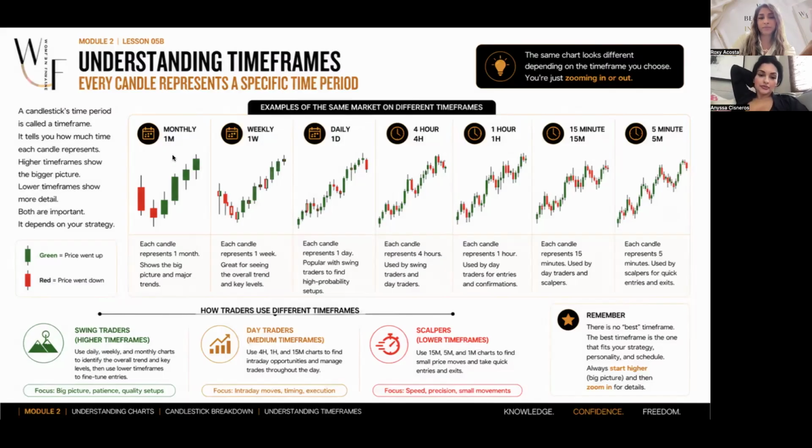The fuller the body, whether it's green or red, that's where you see whether bulls or bears are dominating. In this case, it just kept going up.